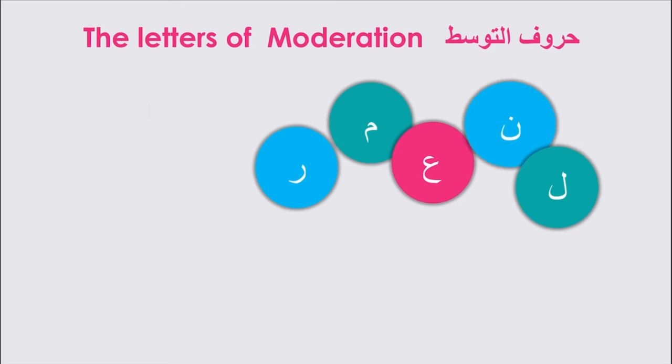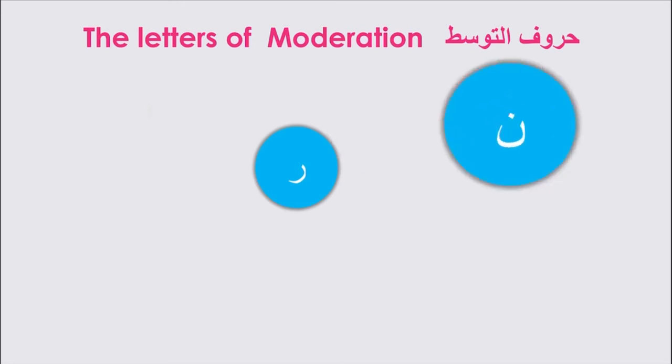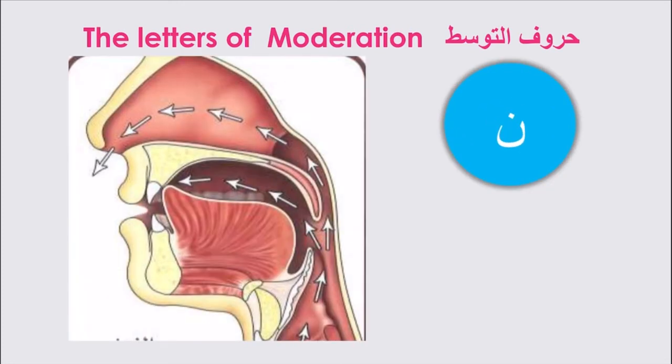The next letter is letter noon. And letter noon, as you see here, part of the sound is blocked inside the mouth when the tongue is elevated, touching and hitting this part of the gums. The rest of the sound is escaping from the nose. So part of the sound is kept inside the mouth. The other part of the letter escapes through the nose. So this is التوسط on the noon.